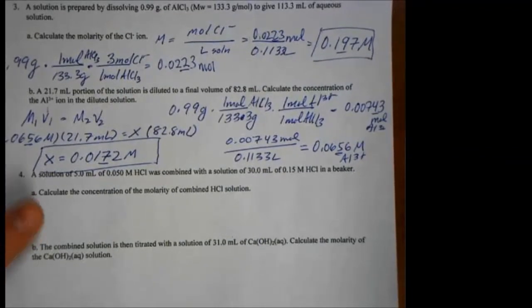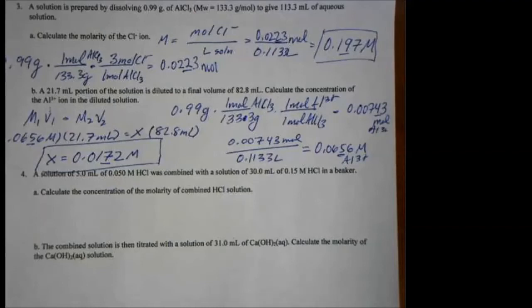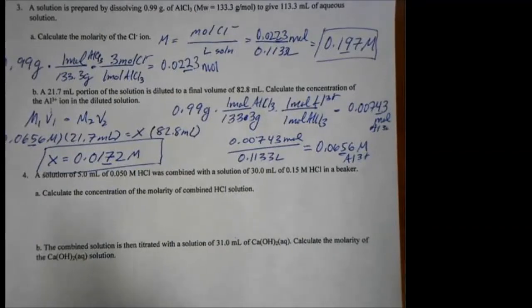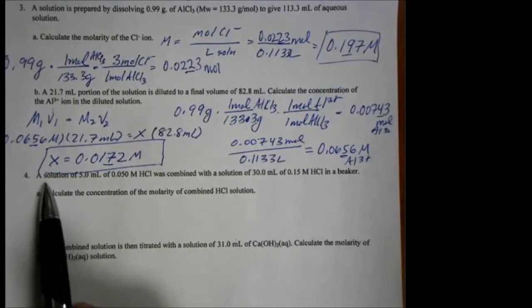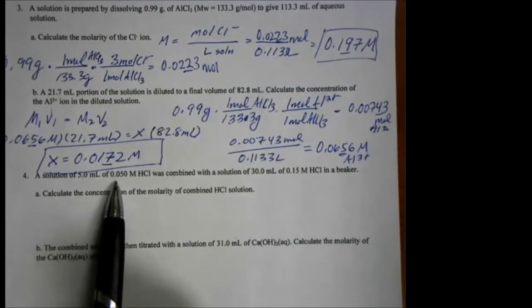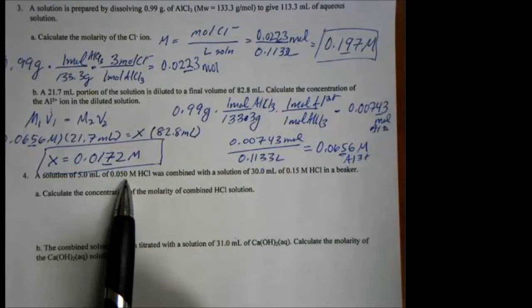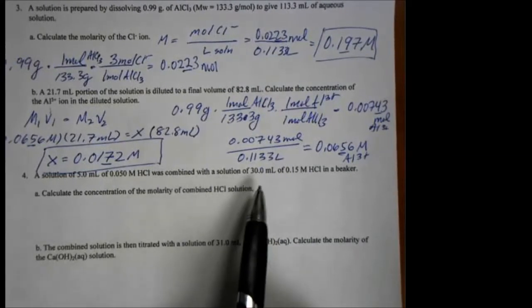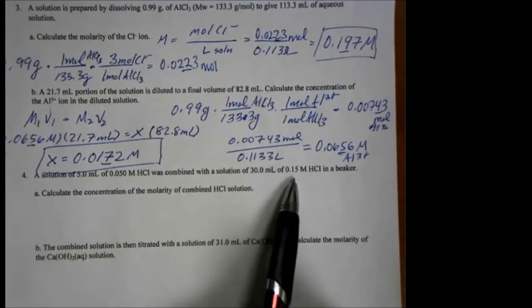Now here's another good example of a solution calculation where it's not really anything too difficult, you just have to keep track of what's going on. So in problem 4 it says a solution of 5 mL of 0.050 molar HCl is combined with a solution of 30 mL of 0.15 molar HCl in a beaker.